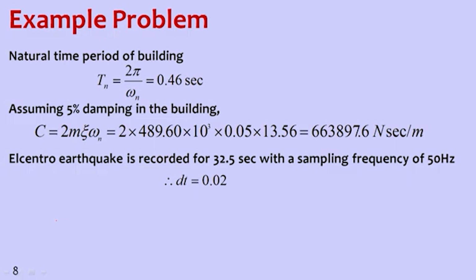Assuming 5% damping in the building, the damping C is calculated as 2 m zeta omega n, where m is 489.6 into 10 to the power of 3, and zeta is 5%, so it is 0.05. So 2 into 489.6 into 10 to the power of 3 into 0.05 into 13.56 is equal to 663897.6 Newton second per meter. The epicentral earthquake is usually recorded for 32.5 seconds with a sampling frequency of 50 Hz. That is delta t, the time stepping. Time step is around 0.02 seconds.